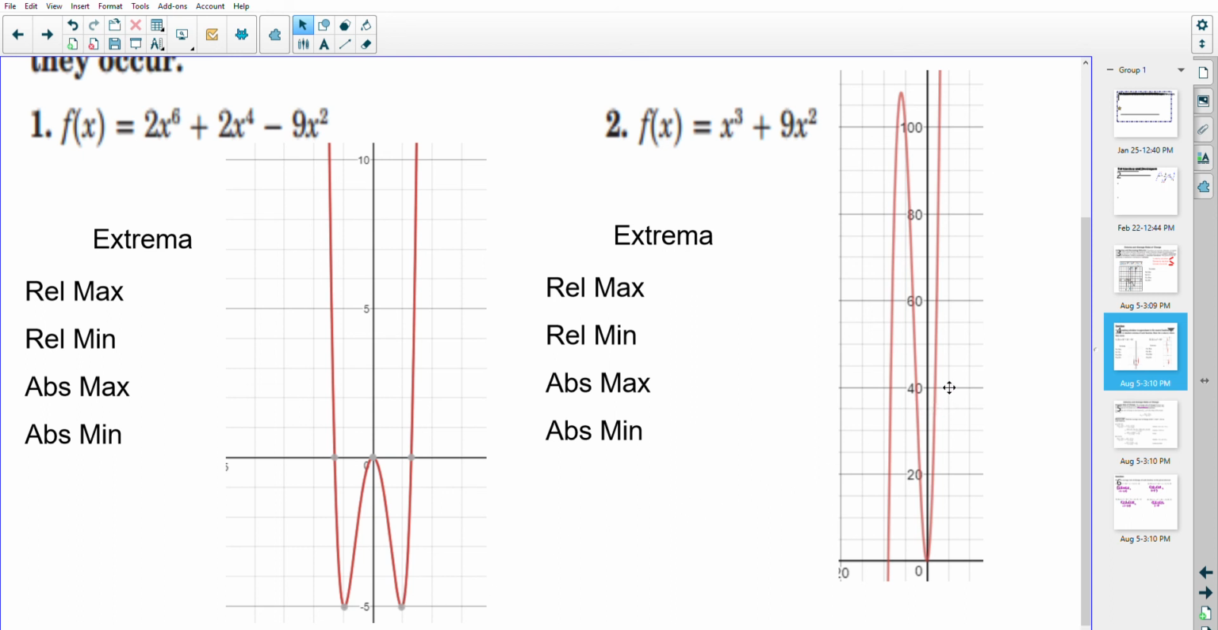Looking at this graph, thinking about the absolute min and max, this is going to go to negative infinity, so there is no absolute min, there is no absolute max as that continues, but there is a relative min and a relative max. The relative min is this point, and the relative max would be this point. So that should give you an idea of increasing, decreasing, constant, and what are the extrema in a graph.